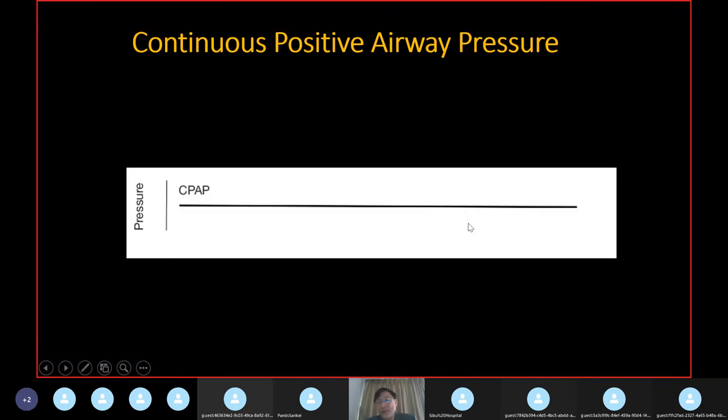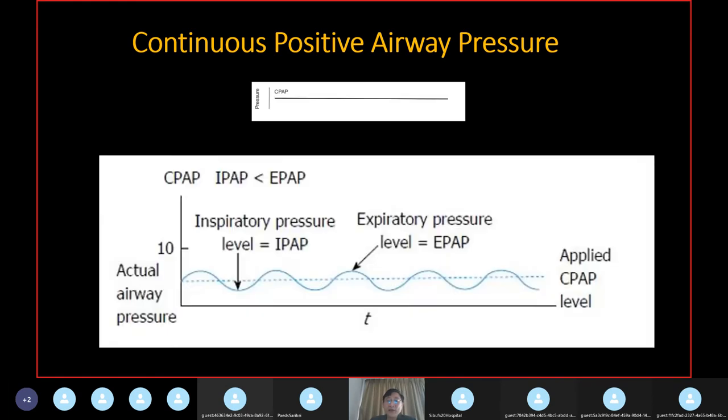A little bit about, now we shift to the CPAP. So continuous positive airway pressure. A lot of times when we have a concept of positive airway pressure, this is always the graph in our mind. That means you create a fixed pressure constantly delivered to the patient. Is it true we have only this fixed pressure? But in fact, it is not, right?